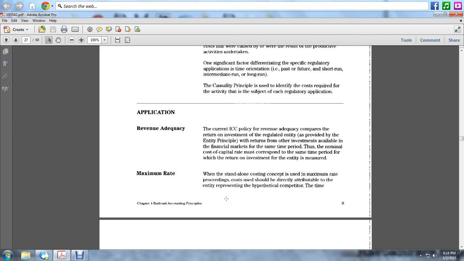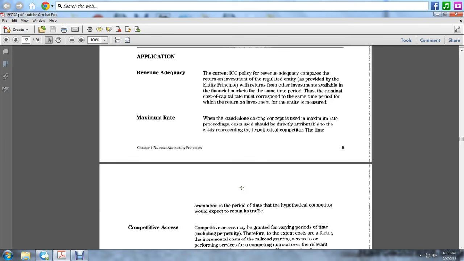For the maximum rate, when the stand-alone costing concept is used in maximum rate proceedings, costs should be directly attributed to the entity representing a hypothetical competitor. The time orientation is the period of time the hypothetical competitor would expect to retain its traffic.